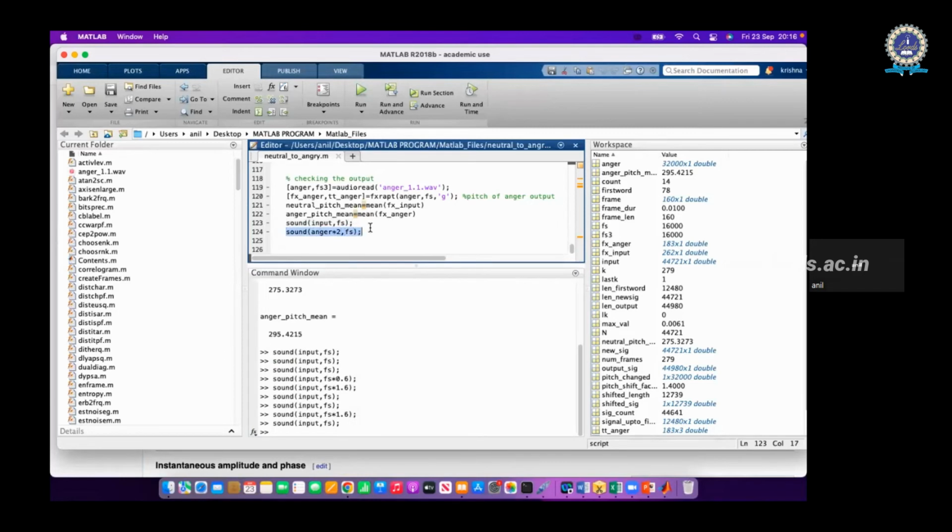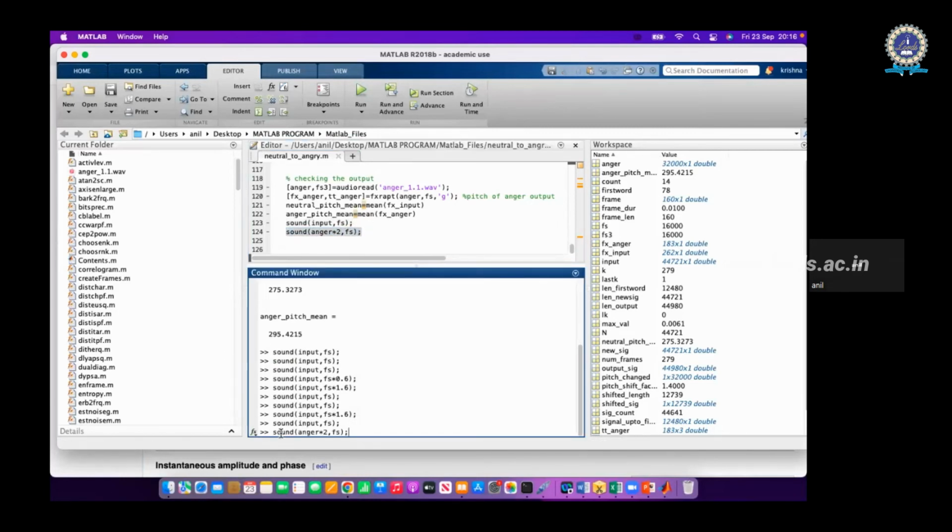So I will show you the output and I will explain. This is a kind of anger, not the perfect anger, kind of anger.